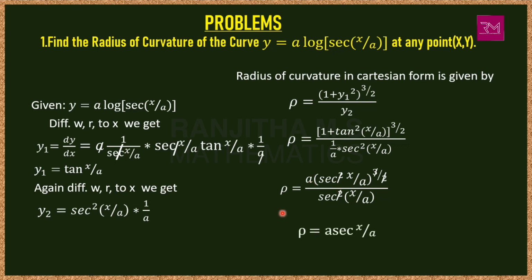Hence we get rho value as a into secant x by a. That is secant square x by a, we can write it as secant x by a whole power 2. Secant x by a whole square into 3 by 2. Here we can cancel 2 term and the remaining will be secant cube x by a divided by secant square x by a, one secant square x by a gets cancelled. Hence we get rho value as a into secant x by a. Hence we get the radius of curvature value as a into secant x by a. Hence this completes the problem.